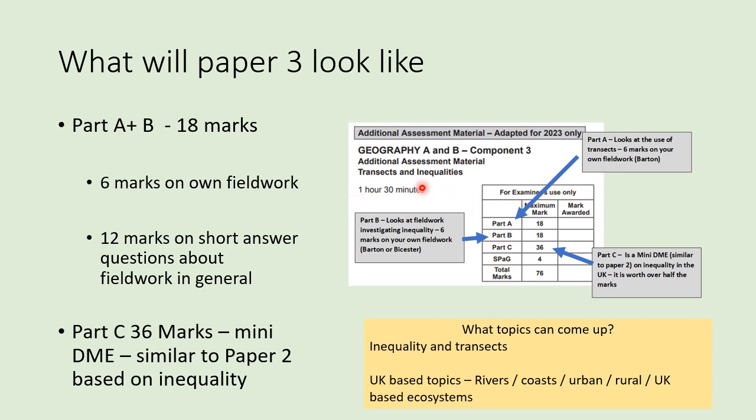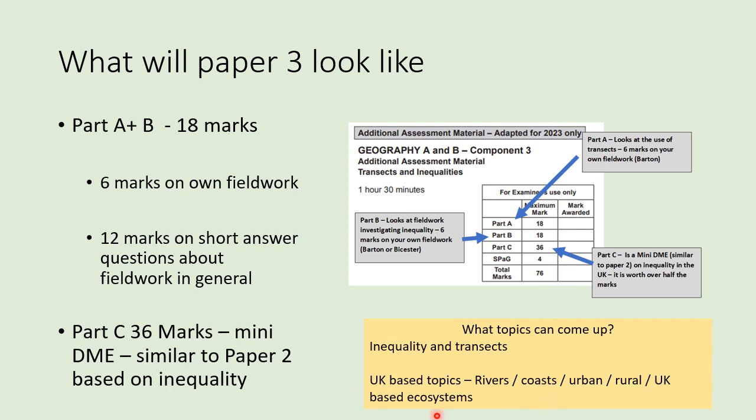Part B will look at inequality. Again, 18 marks, of which 6 marks will be about fieldwork, and you can talk about Barton or Bicester there. Finally, part C, about half the marks, is actually a decision-making exercise. It's a mini version of paper 2, that paper that went quite well for you guys. This will be based on inequality, so it'll be about differences between places.